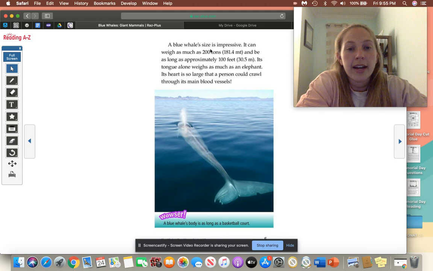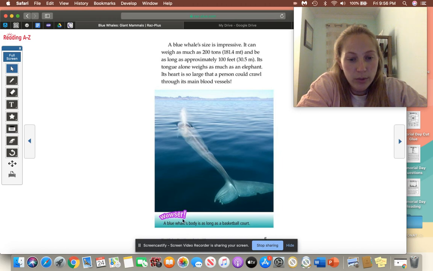A blue whale's size is impressive. It could weigh as much as 200 tons and be as long as approximately 100 feet. Its tongue alone weighs as much as an elephant. Its heart is so large that a person could crawl through its main blood vessels. Wowzer! A blue whale's body is as long as a basketball court.